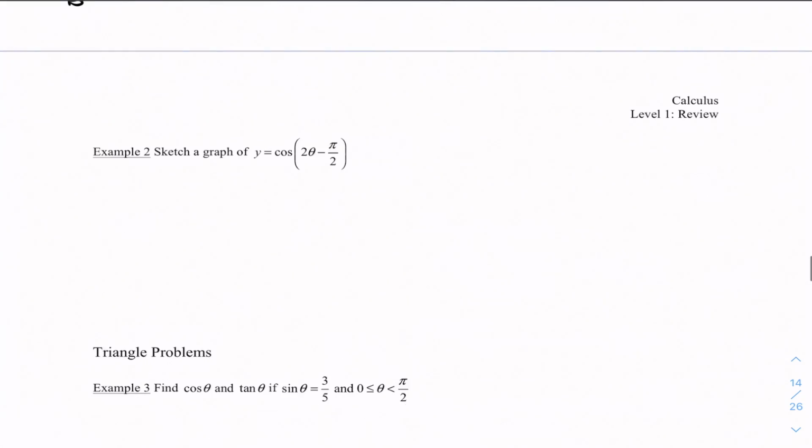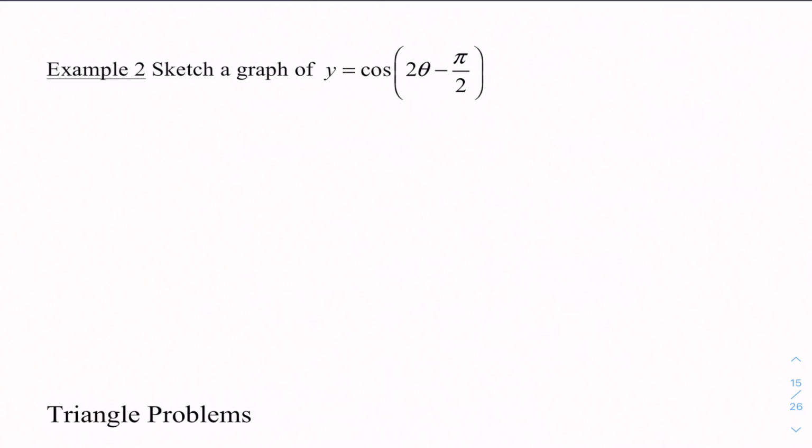So let's practice one of these. Sketch the graph of this cosine function. So we first look at A, which is our amplitude. The amplitude is 1. Our B value is 2. So we use the letter capital T for period, and we say 2 pi over B. And so we do 2 pi over 2, which is pi.